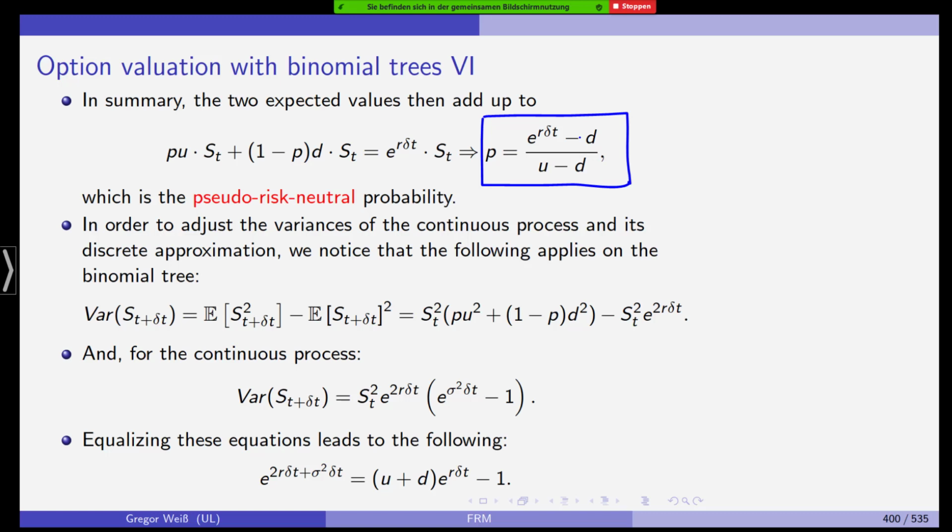Now, next, we want to adjust the variances of the continuous process. Same thing here. As you can see, you need to calculate the variance of the next stock price.